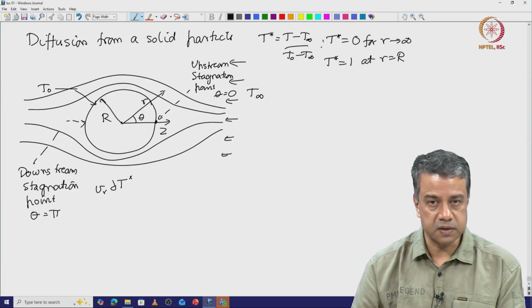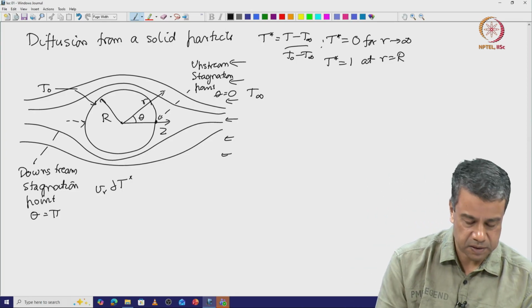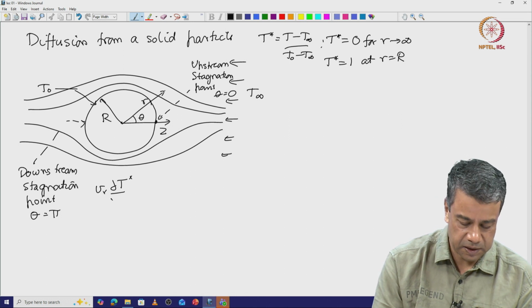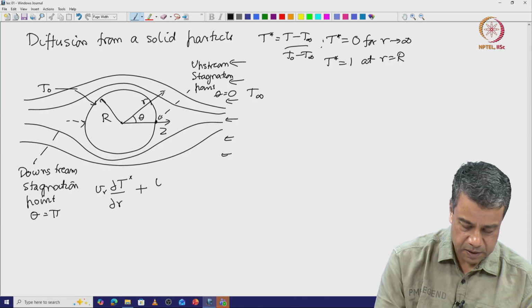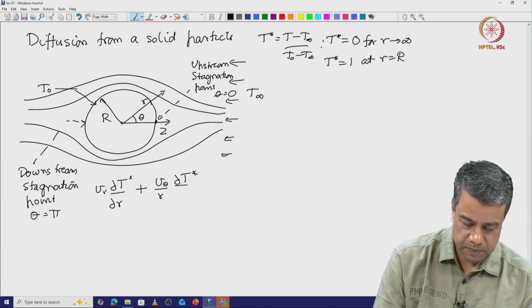Sorry, V dot grad T is equal to D del square T is the conservation equation. Partial T star by partial eta.